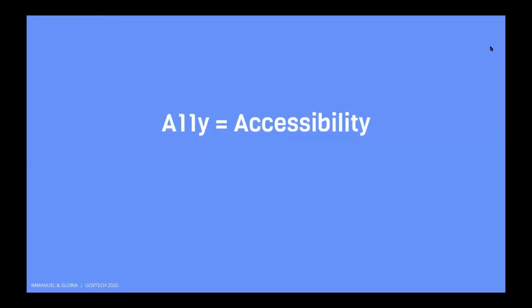All right, before we begin, here's a quick fun fact, because you'll be seeing this A11Y thing all around. A11Y, or as some people pronounce it, ally, is a short form for accessibility. If you're wondering why A11Y, it's because there are 11 letters between A and Y. That's how they shorten the word accessibility in accessibility circles. So you'll be seeing this term ally around in our talk today.